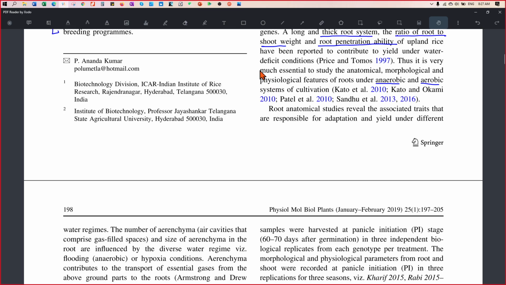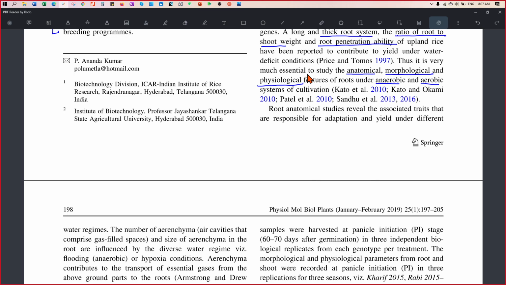Because of this, it is very important to understand this discipline first: anatomy, morphology, and also physiology, before we decide what variety, or if we want to create a new variety, which is more suitable for aerobic conditions. So creating variety, that's the breeding. Is the breeding being done here? No, but this is the first step of breeding, the platform for breeding.